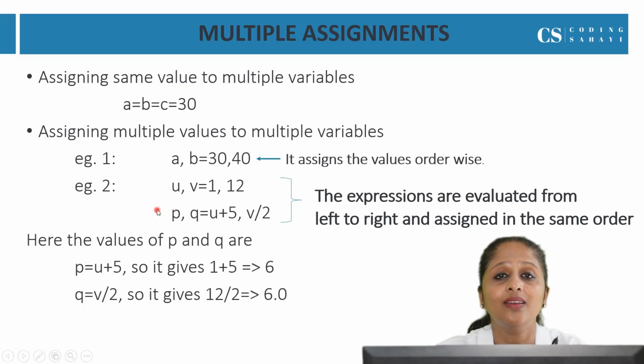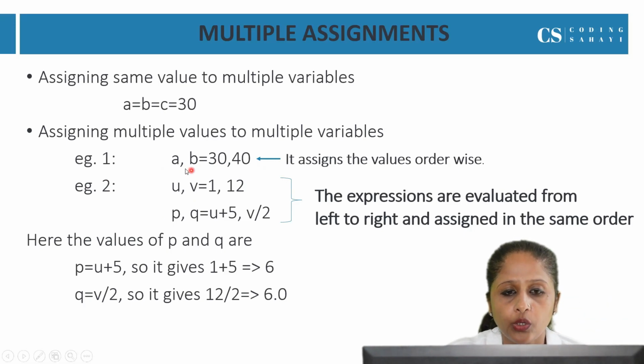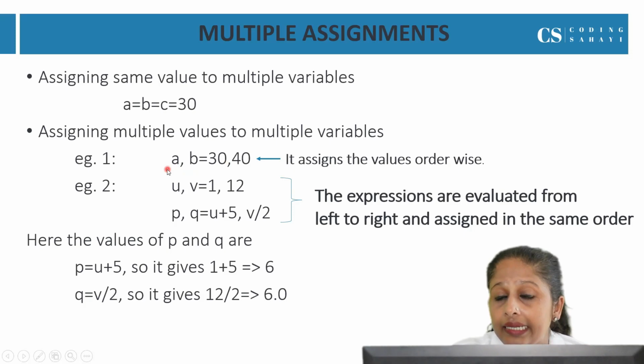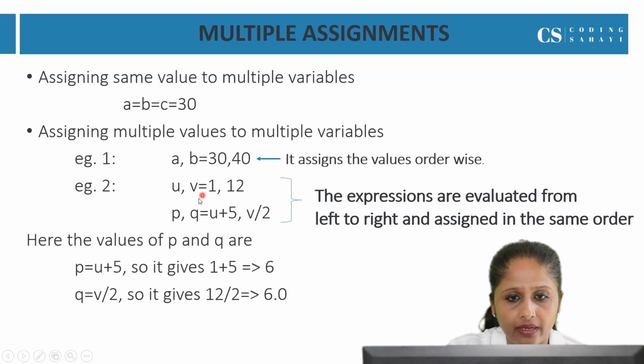So let's see which values are assigned to which variable. Here a gets the value 30. It assigns the values order-wise. So here a gets the value 30 and b gets the value 40. That is the order of multiple assignment. First variable, first value, second variable, second value. Like that it is assigning the values.